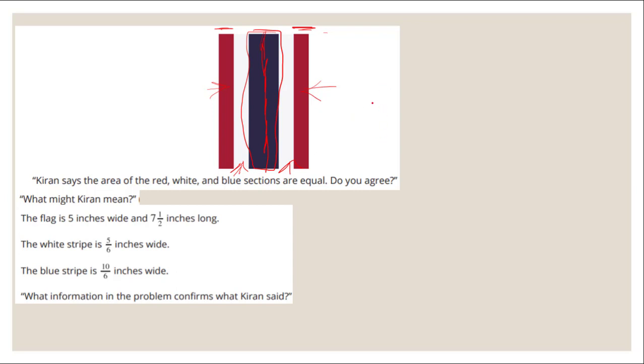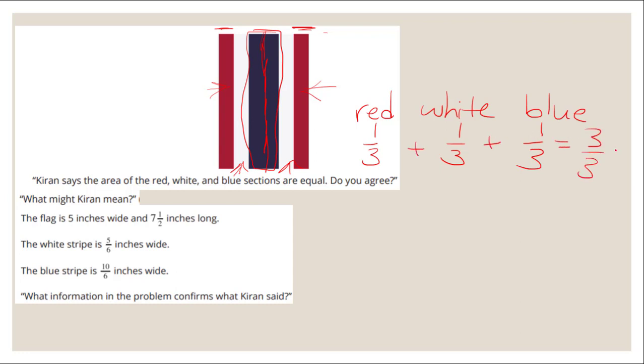So the red squished together would be 1/3. The white squished together would be 1/3. And then the blue would make up 1/3. So 1/3 plus 1/3 plus 1/3 gives me 3/3, which is one whole flag. So that's what Kyron meant. He means that 1/3 plus 1/3 plus 1/3 equals 3/3, which is one whole flag.